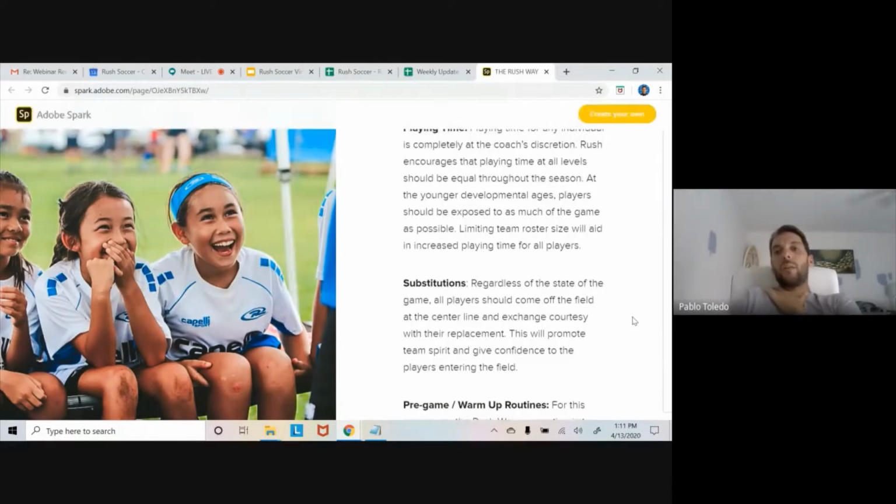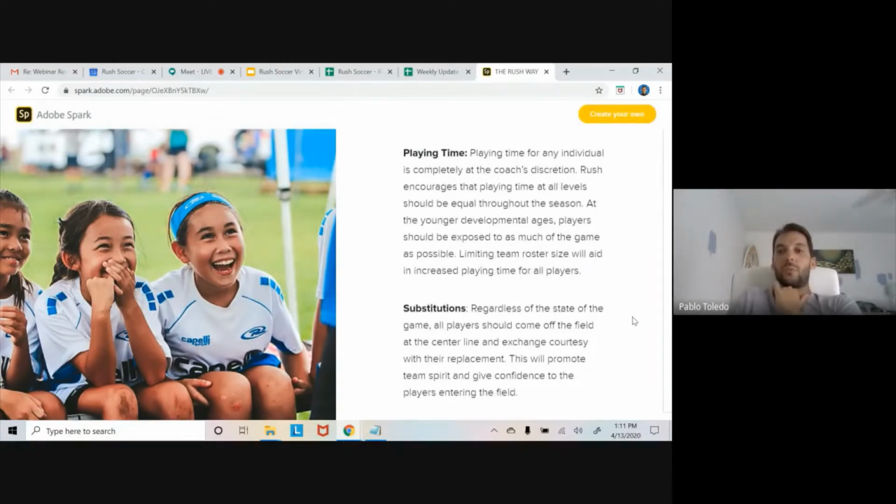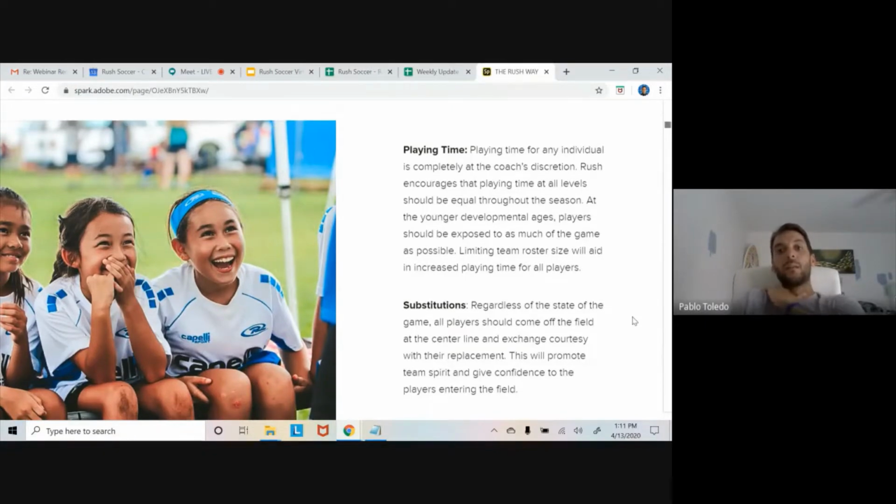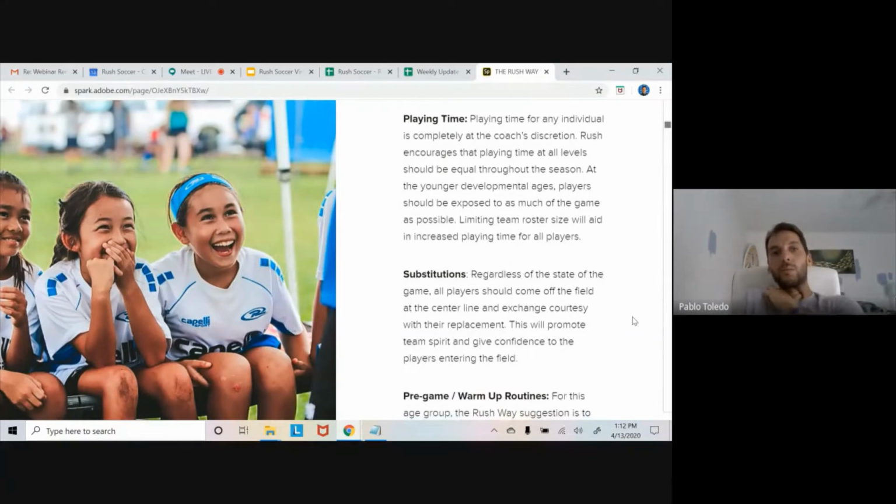Very good. This is another one that is not only for micro division, but it applies to a couple of age groups, especially with the younger kids. That's the playing time. We're saying that playing time for any individual is completely at the coach's discretion, but Rush encourages that playing time at all levels should be equal through the season. I think this one is worth explaining, especially for coaches that are just starting with Rush or that don't have very vast experience. What it is that we actually mean, because it might sound contradictory in a way. So you're telling me it's my discretion, but at the same time you're encouraging that all players should play equal time. Do you want to make a comment about this one, Tim?